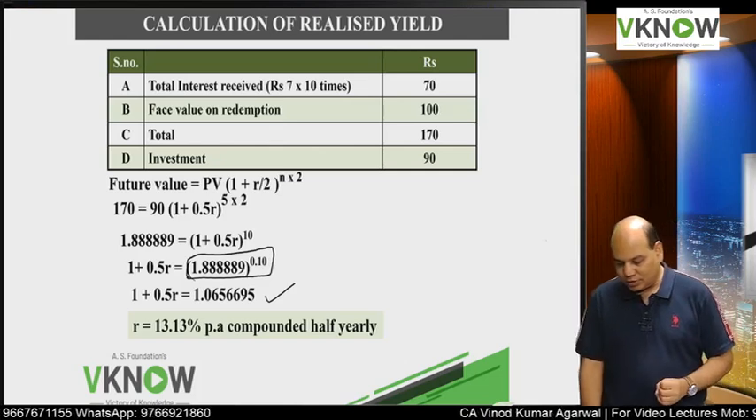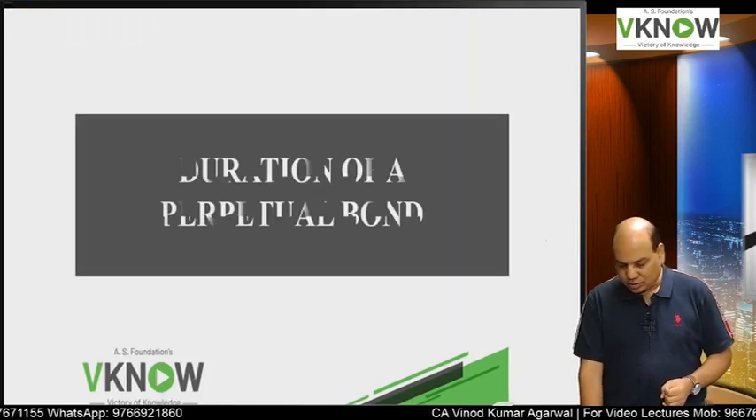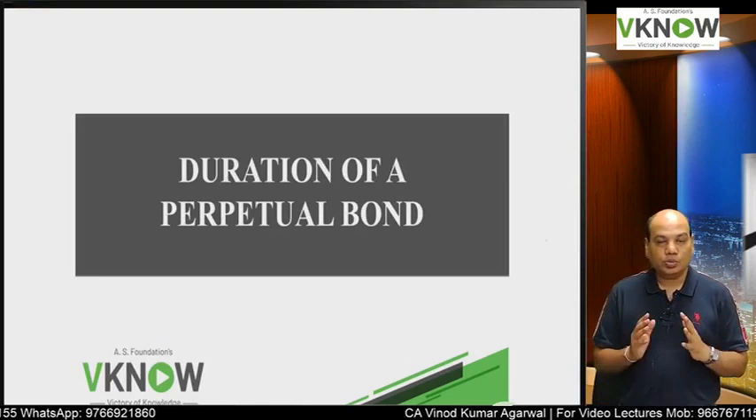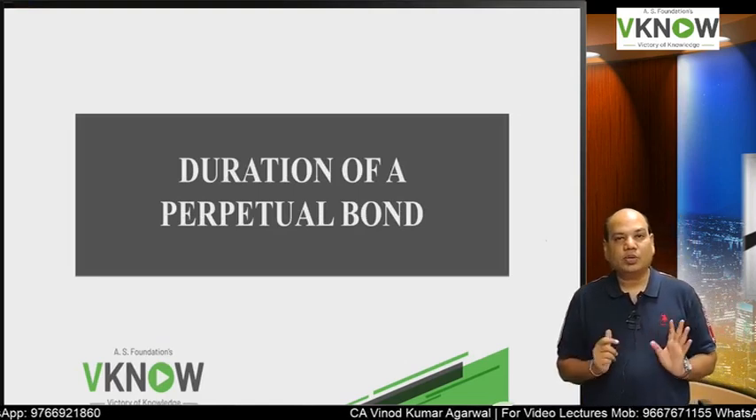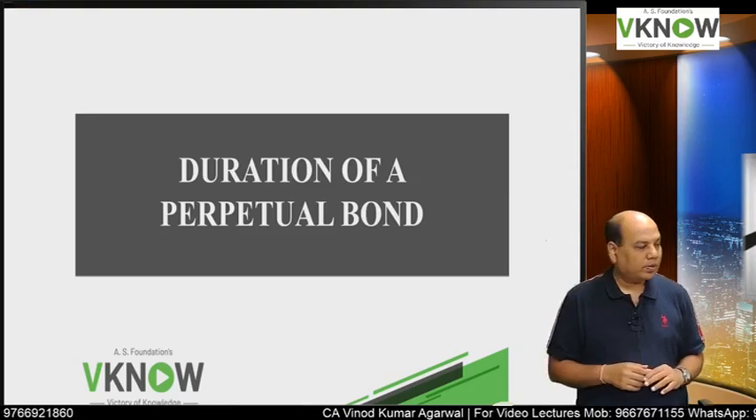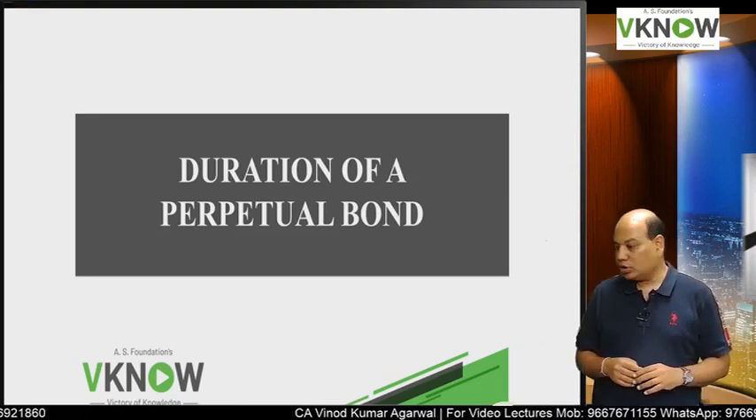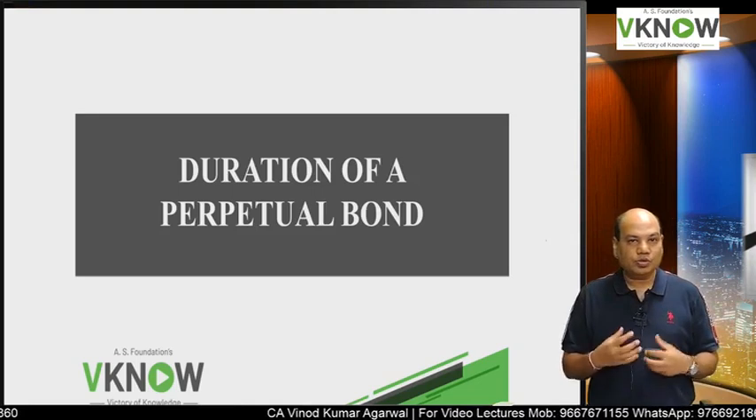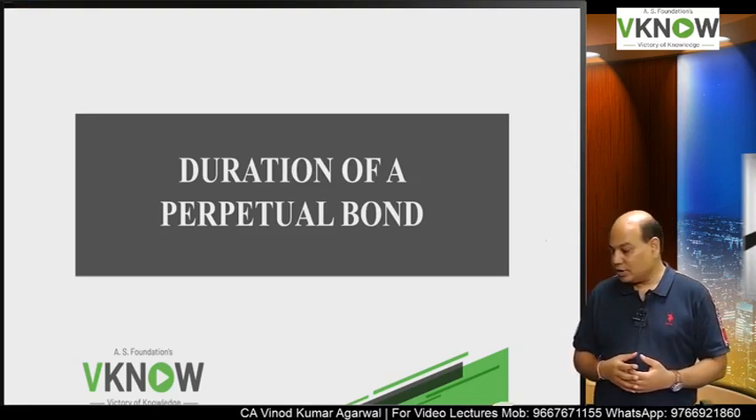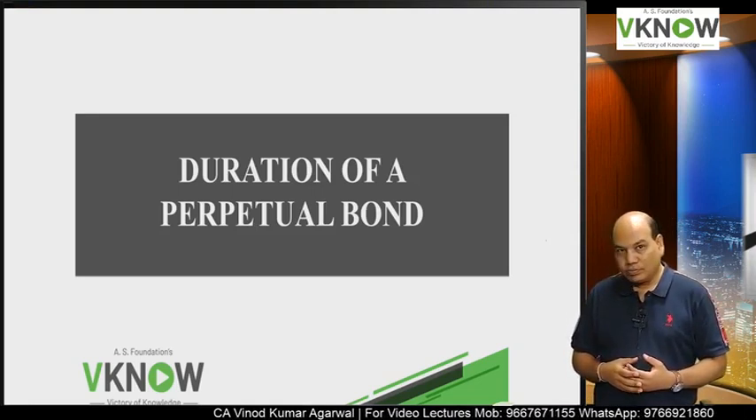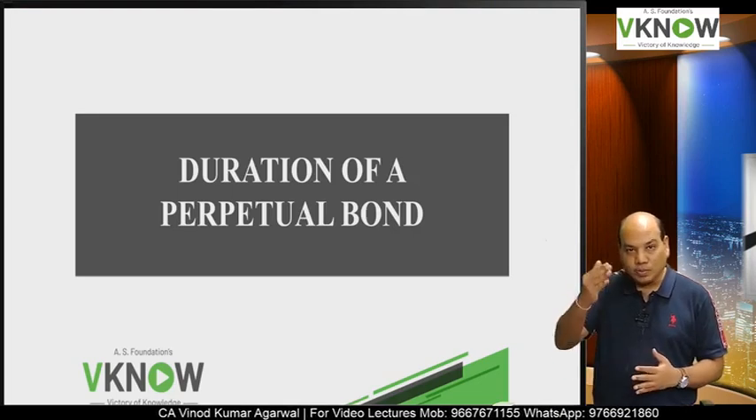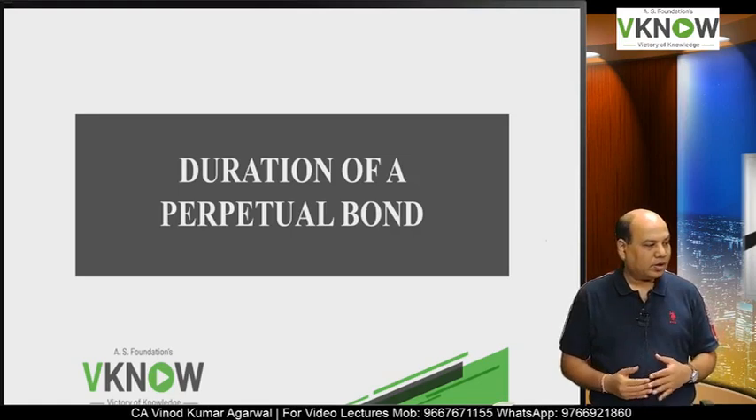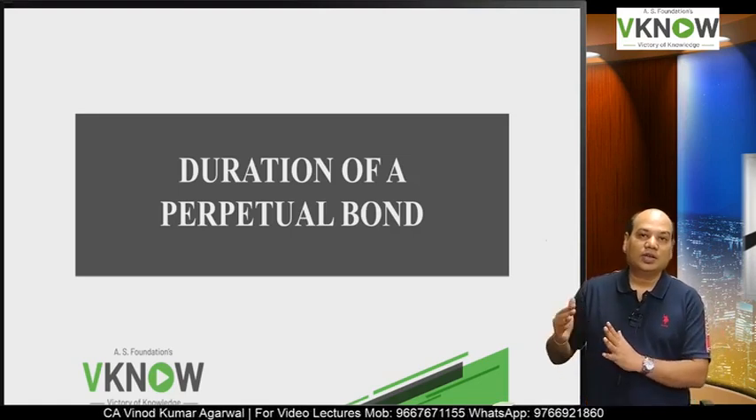Yes sir, very good. Now I will give you one more concept called duration of a perpetual bond. What is a perpetual bond? It only pays you coupon. It does not pay you the principal amount. So there is no maturity. There is no number of years. The number of years are infinite.